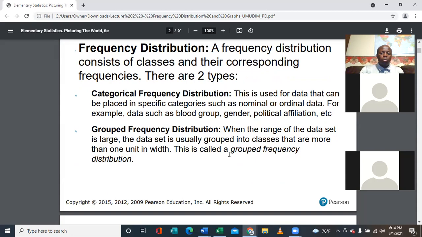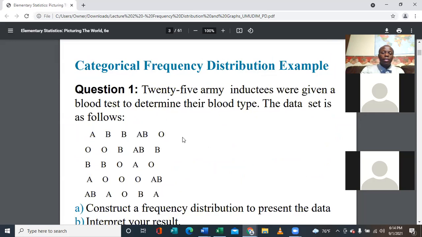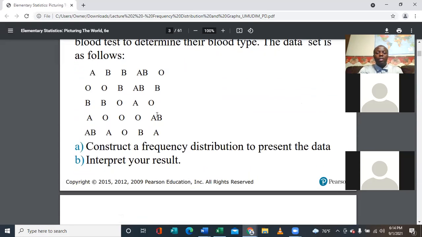So we'll come to that eventually in a few minutes. Let's see the categorical type, an example. It says here, 25 Army inductees were given a blood test to determine their blood type. And this is their data set here. It says to construct a frequency distribution to present this data and then interpret your results.